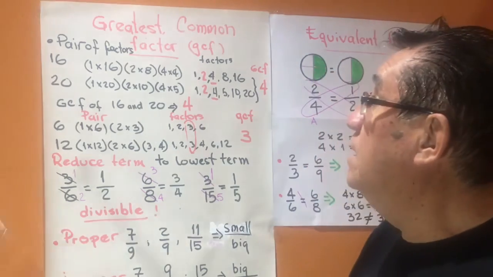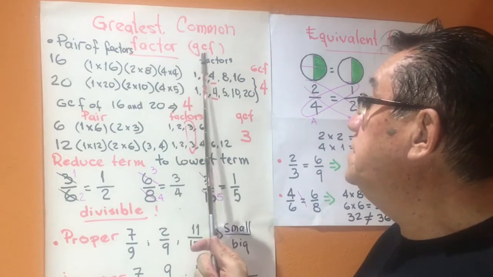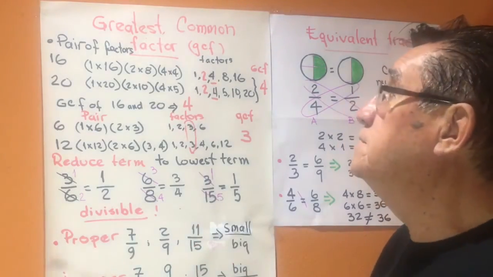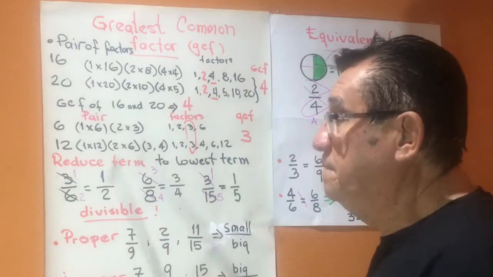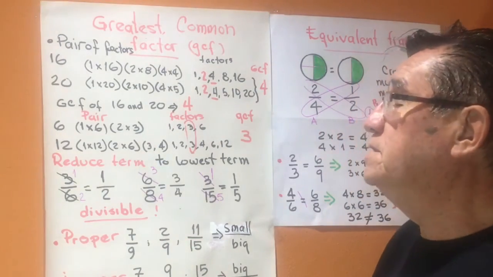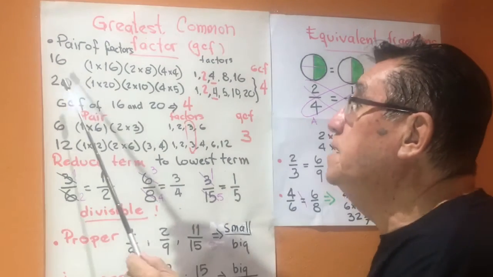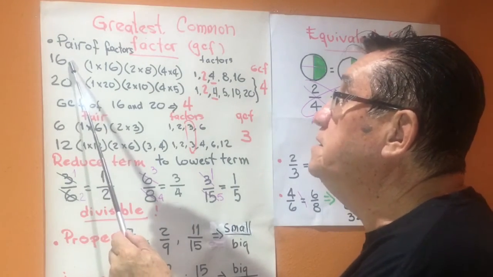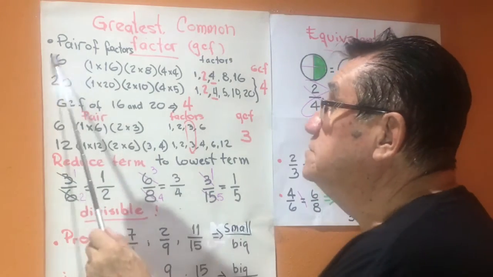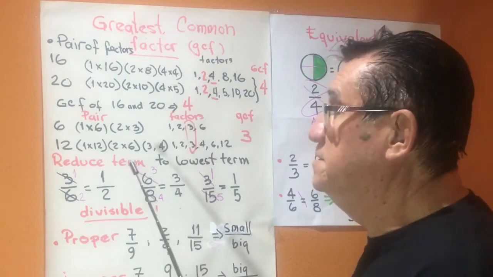Today's lesson is to talk about the greatest common factor, GCF, of a pair of numbers. We always talk about comparing pairs. Pairs means one and two, a couple of numbers. Let's take into account 16 and 20. We have to see which could be the greatest common factor for these two.